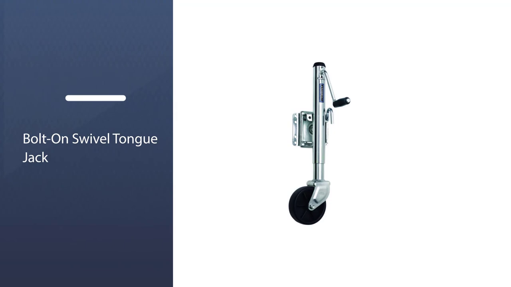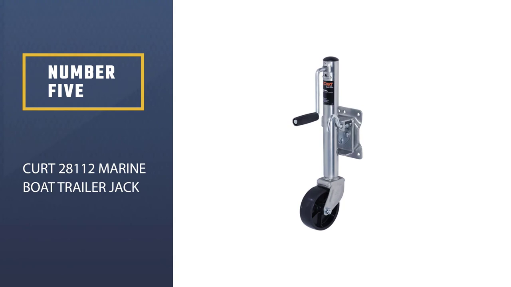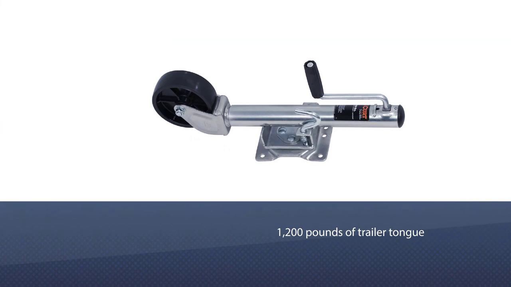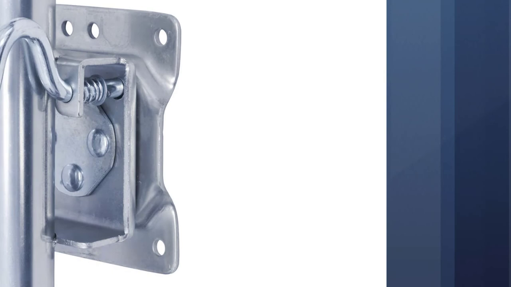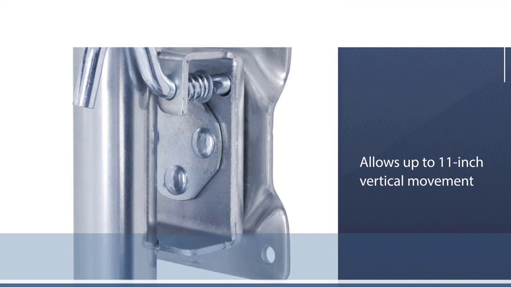Number 5. CURT 28112 Marine Boat Trailer Jack. Supporting up to 1,200 pounds of trailer tongue weight, this is another dependable jack for your boat. It allows up to 11-inch vertical movement. Plus, there is a high-strength pull pin, which locks the bracket. It is easy to keep it out of the way when I do not need it.